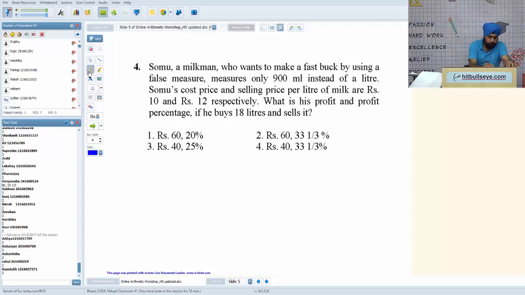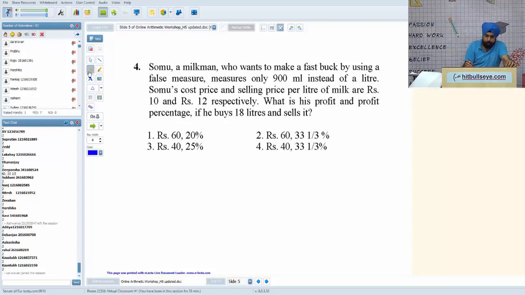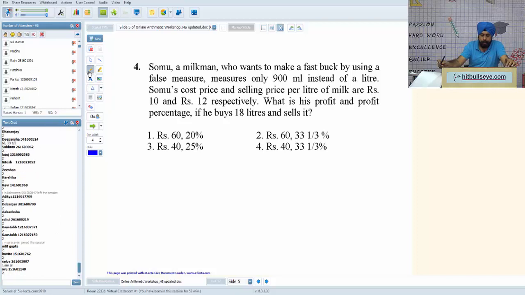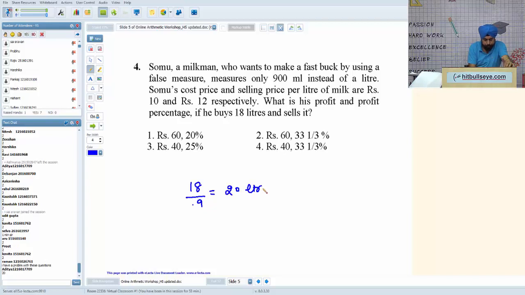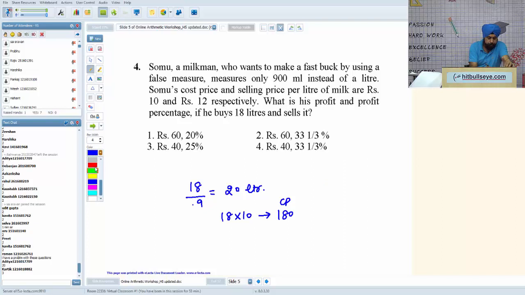I think we should. Now here, see, he measures only 900 ml instead of a liter. So that means for 18 liters that he has bought, he will sell how many liters? He will sell 20 liters. Now 18 liters he buys at the rate of 10, so his CP is 180, and 20 liters he will sell at the rate of 12 rupees, so his SP happens to be 240.